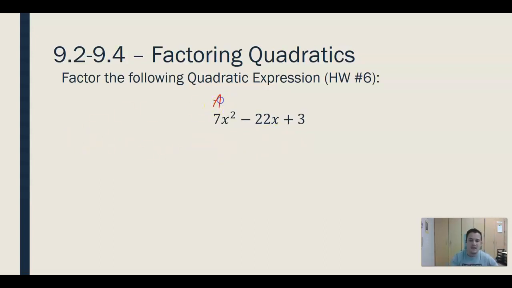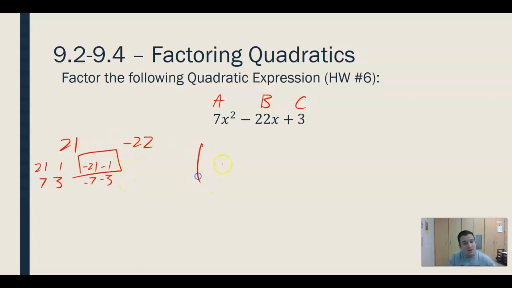Next step, I have to take a times c, which is 21, and find two numbers that multiply to make 21 and will add up to b, or negative 22. So let's find some factors. We have 21 and 1. I have 7 and 3. And that's it. I also have negative 21 and negative 1, and negative 7 and negative 3. So which of those pairs of numbers add up to negative 22? That one. Right there, negative 21 minus 1 is negative 22.